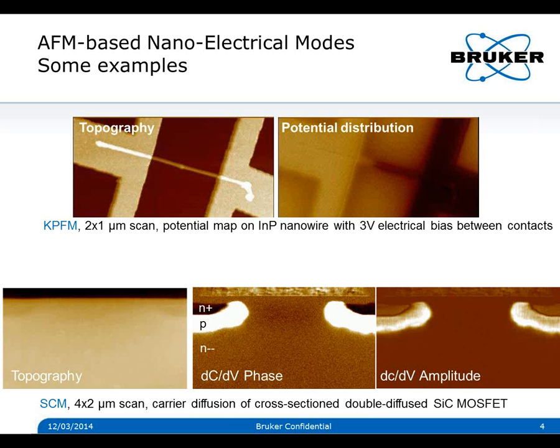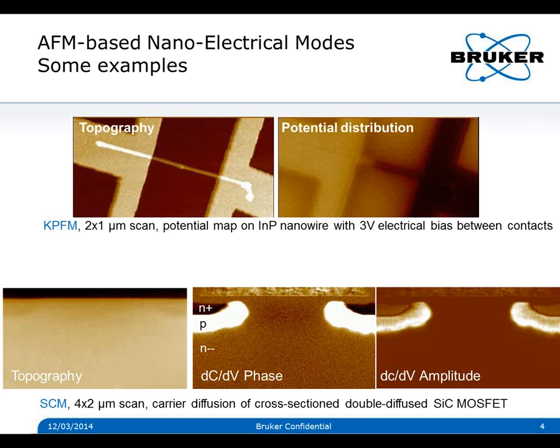The KPFM method can be used to map how the potential distributes on that particular device. You can then look at details, such as the potential drop between the metal and the nanowire, or at defects that might be embedded in the nanowire. It's a typical application for this KPFM mode. Another typical application would be to measure work functions, for example, in multiple metals.